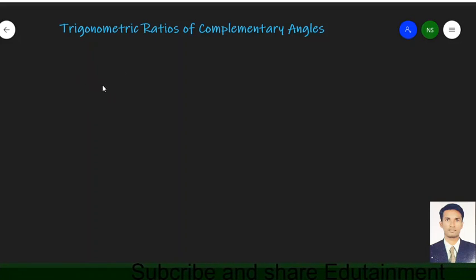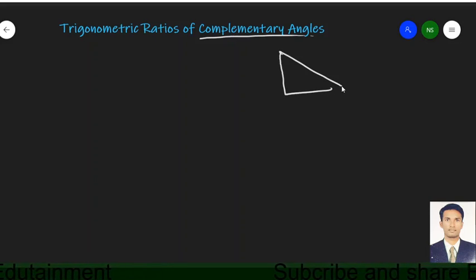Hi students, in our last lecture we discussed trigonometric ratios for specific angles. Now I am going to discuss trigonometric ratios of complementary angles. First of all we should understand what is meant by complementary. Let us take a right angle triangle.